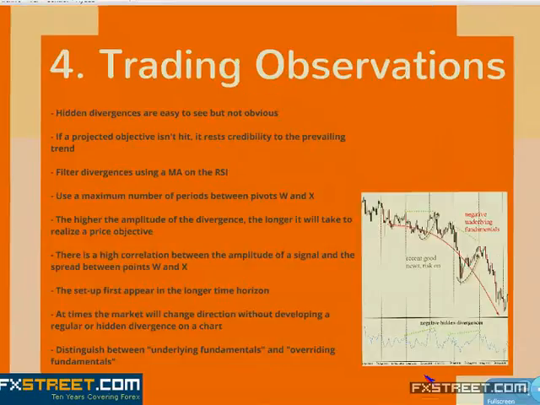Okay, as for our last point, trading observations: we have seen that hidden divergences are easy to see, but they are not obvious. We have seen that if a projected objective isn't hit, it costs credibility to the prevailing trend. This is an idea that we saw also when we talked about point and figure charts, as I mentioned.